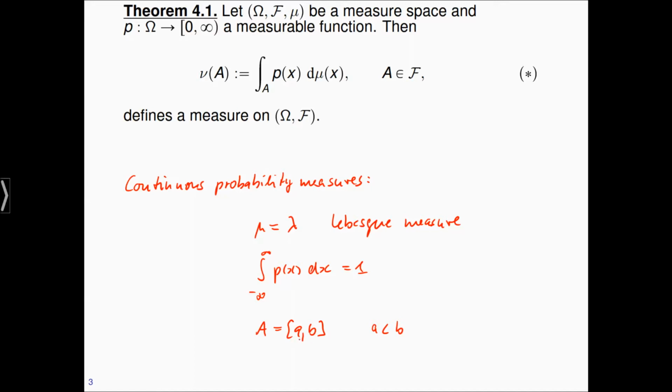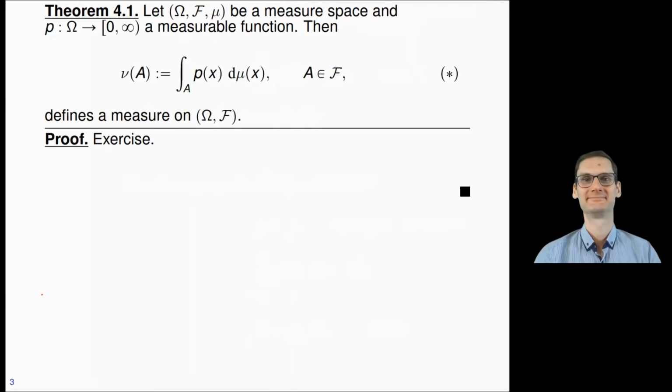Notice that on the real numbers with the Borel sets, it's sufficient to know the measure on intervals. So basically, it doesn't matter whether you demand this property for all measurable sets A or whether you just demand it for intervals. So I hope this helps you to see that the construction we want here in this theorem 4.1 is something that in principle you already know from this special case. The proof of this theorem is an exercise. So please check that the nu that we just defined here is indeed a measure on omega F.